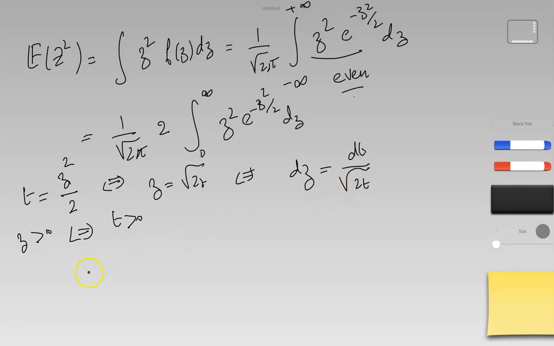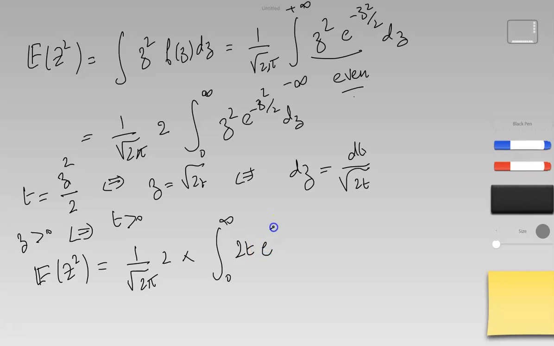Okay, let's go back then to the expectation of Z squared. So it's 2 over square root of 2 pi. Now we write everything with t. Here we will have the integral in dt, since z squared is equal to 2t, exponential of minus t dt over square root of 2t. Okay, so let's go. Here, square root by square root, it gives me 2, and the 2s will be simplified.